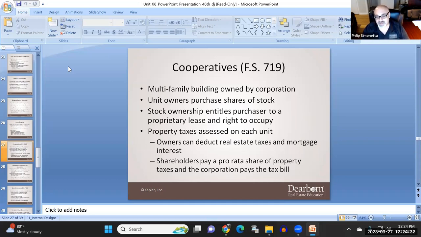The property taxes are assessed on each unit. The owners are able to deduct real estate taxes and mortgage interest off their taxes. The shareholders pay a pro rata share of the property taxes and the corporation pays the tax bill. So the tax bill comes, the corporation pays it, and each unit, depending on how many shares it has, pays that portion of the tax bill. These are called cooperatives.